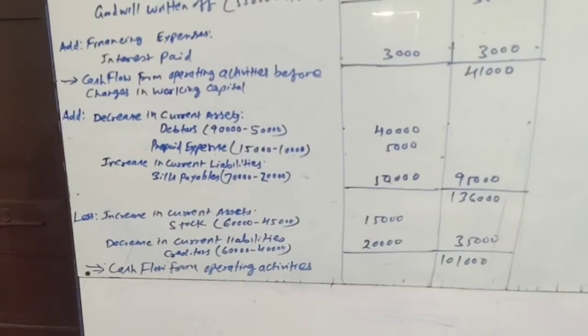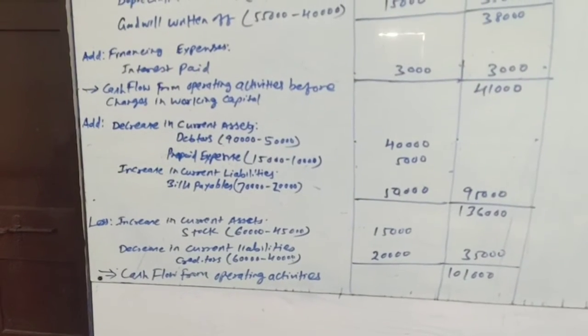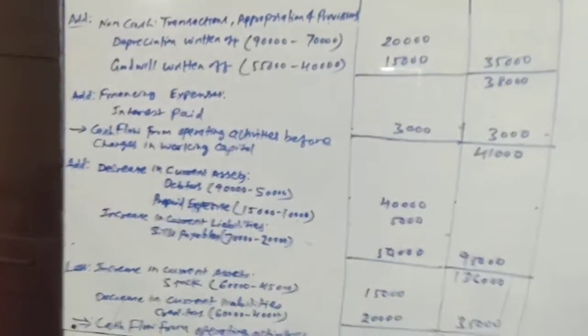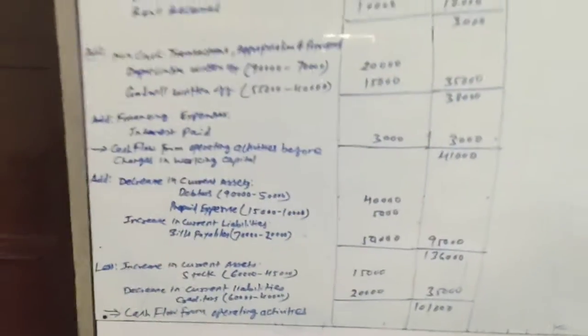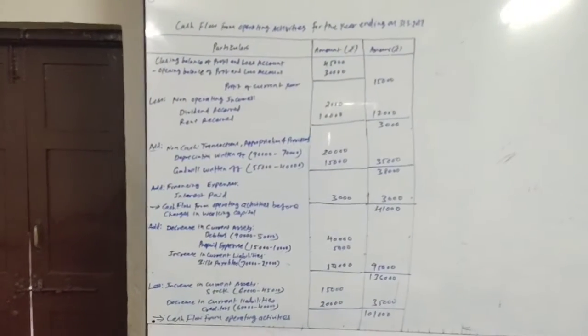Okay. So friends, this was sum number 16. This way we find the cash flow from operating activity. In the next lecture we will be solving sum number 17.